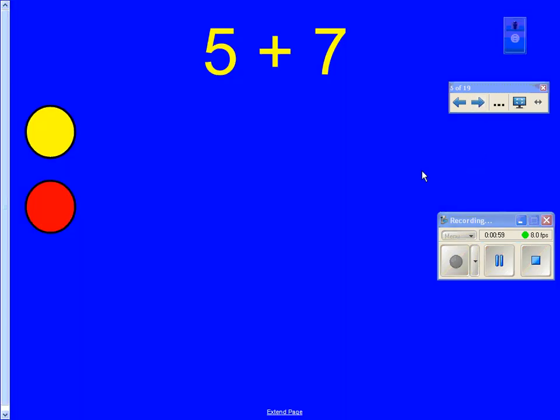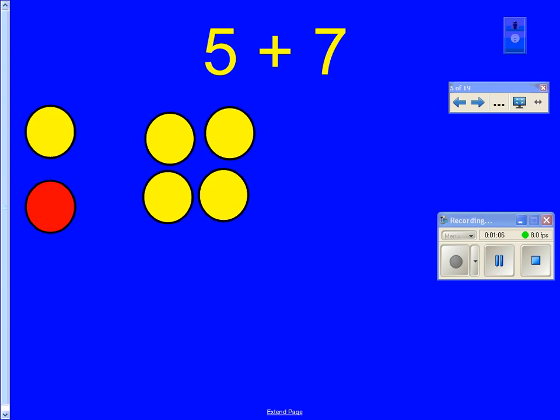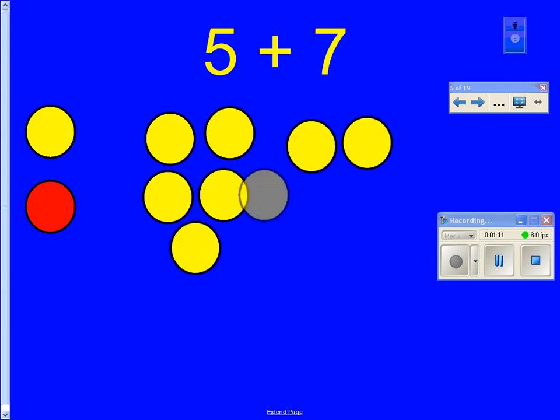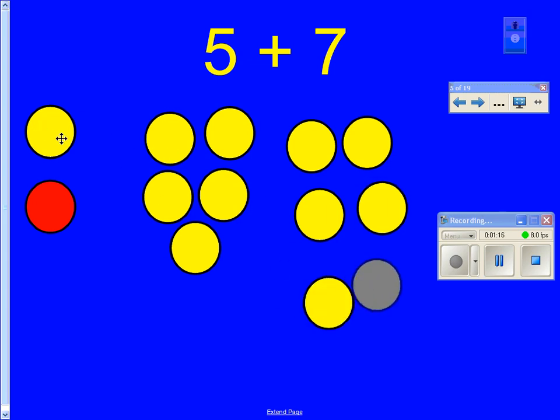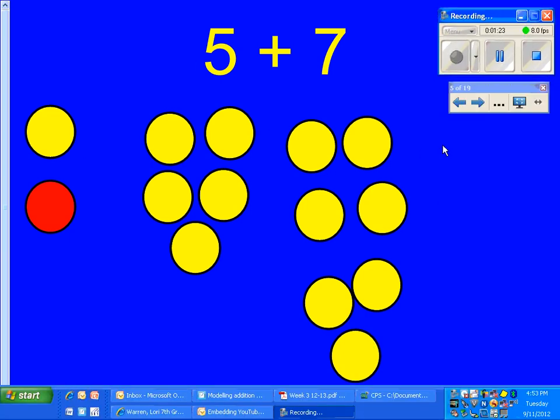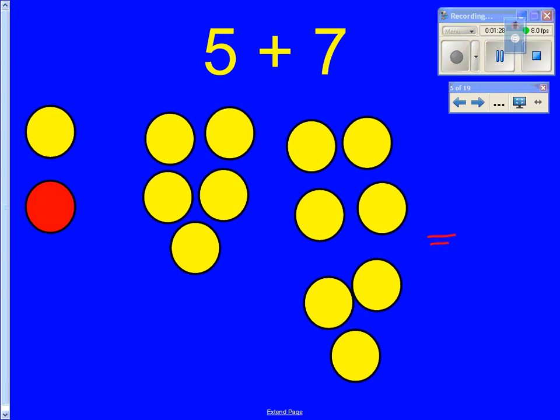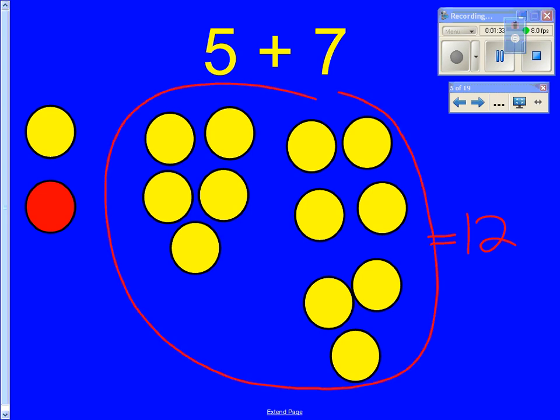So we have 5 plus 7. With our integer chips, we'd have 1, 2, 3, 4, 5 plus 1, 2, 3, 4, 5, 6, 7. Since we don't have any reds, nothing will cancel out, and we have no 0 pairs. So our answer for 5 plus 7 would be 12, because you would just add together all of the yellows. Okay?